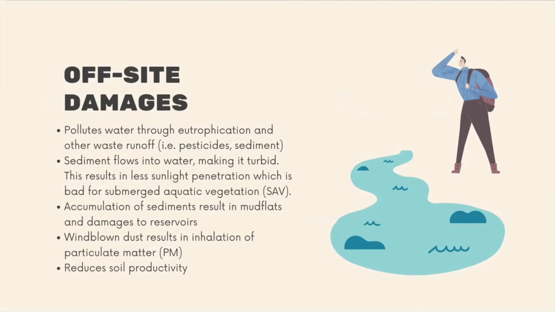And then, of course, there are off-site damages, which means that erosion carries sediment and a lot of issues to other places, especially water pollution. That can be through eutrophication and other waste runoff, but it can also be how sediment flows into the water, making it turbid, resulting in less light penetration, which is bad for the submerged aquatic vegetation. Sometimes when the streams carry sediment, it can get deposited into one area, impacting the area and reducing the flow of water, which is how the accumulation of sediments results in mudflats and damages to reservoirs.